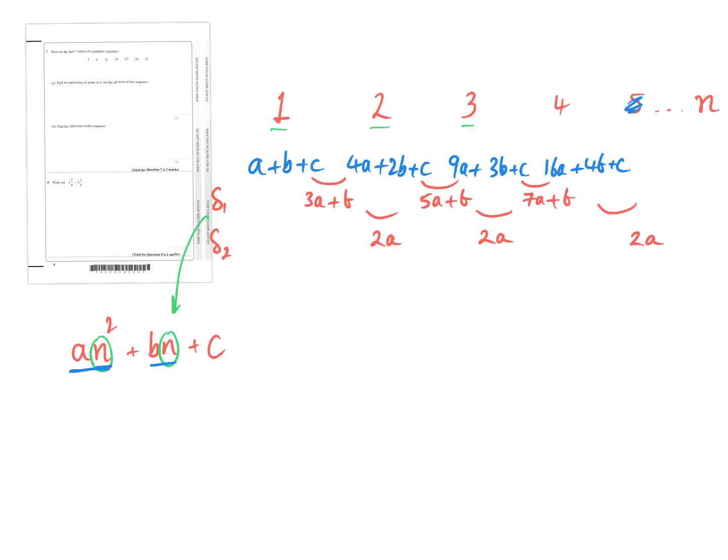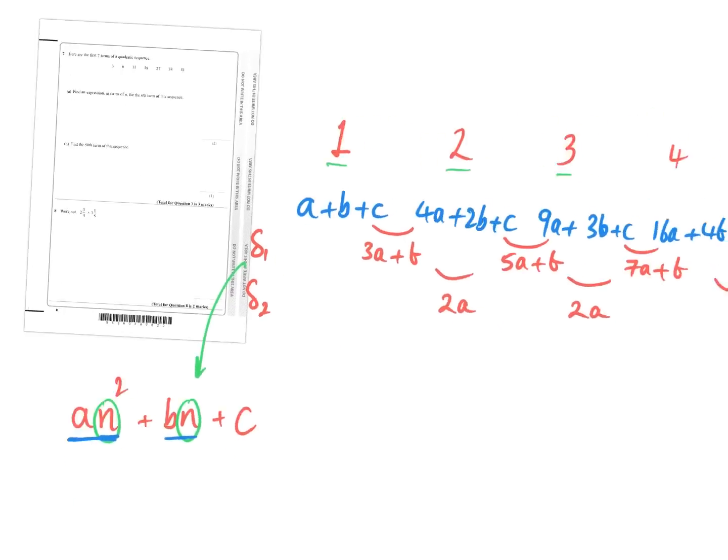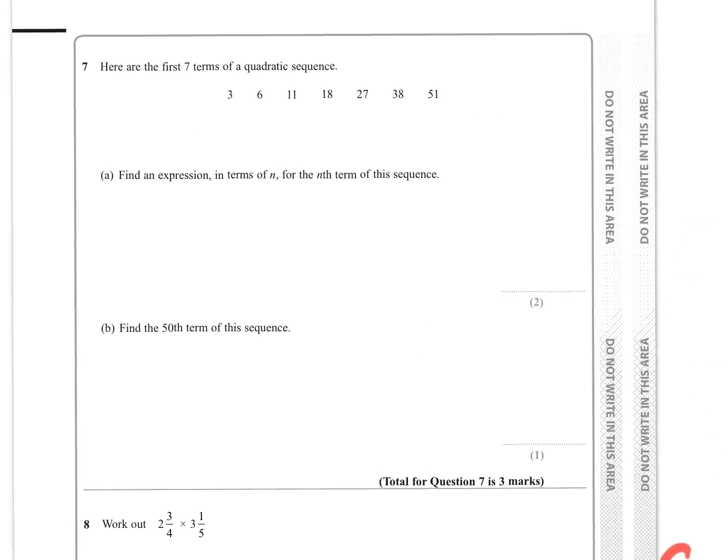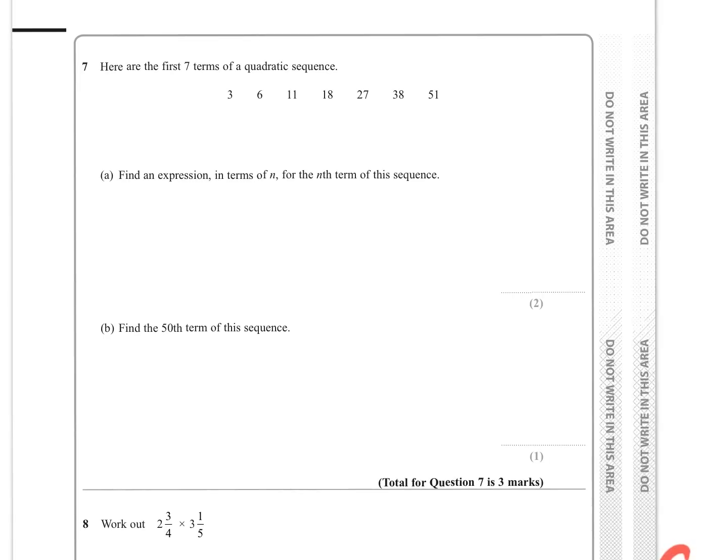Now, the reason I've said that, looking back at the question we have, so if I just enlarge this one back to where we were going here, I said to you here, if we look at the first difference, delta 1, we get 3, 5, 7, 9, 11, 13. But look at the second difference. They're all 2.